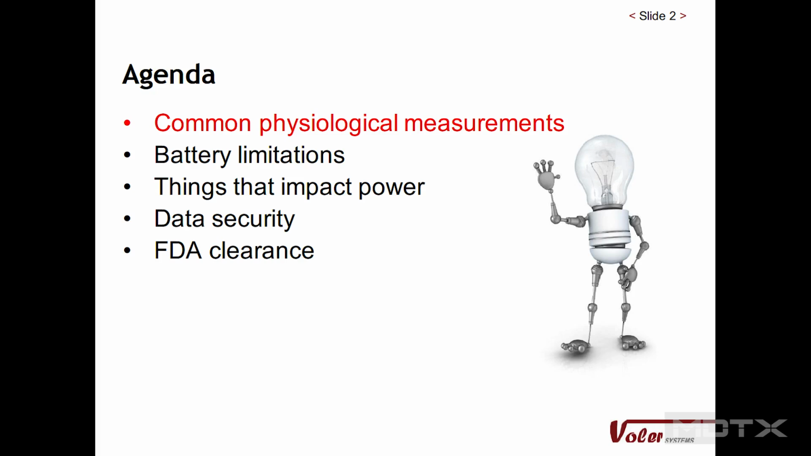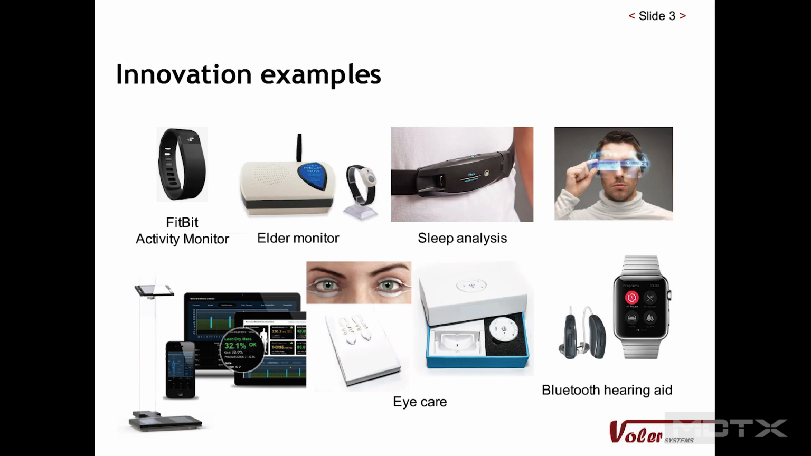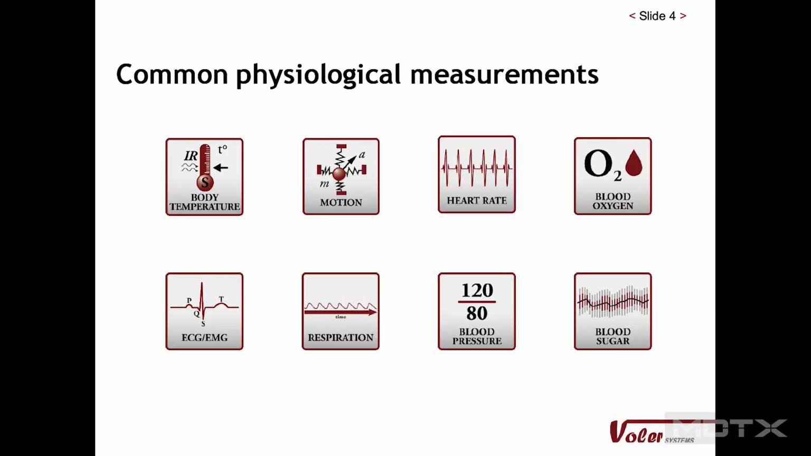So I'm going to talk about the different measurements that people make on wearable devices, battery limitations, and then how you get around them, and data security, and then a bit about the FDA. There are a lot of different devices being developed that are wearable. We've worked on most of these. So let's talk about some of the measurements. I'll talk about 8 different measurements you can make and the sensors.